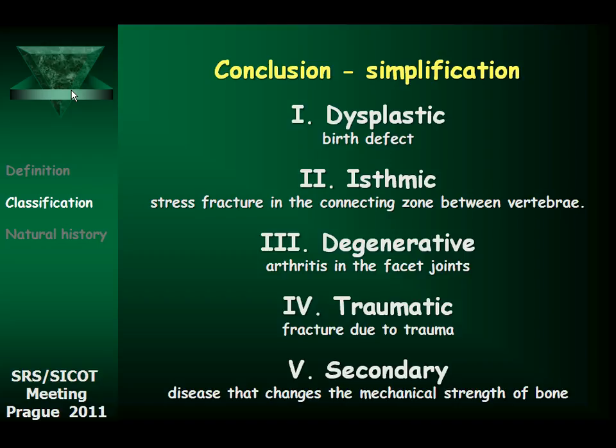That means we have to speak and think about the dysplastic type, which means a formation defect; about the isthmic type, which means the stress fracture in the connective zone between vertebrae; the third and most important type, degenerative, which means arthritis in the facet joints; traumatic, fracture due to trauma; and secondary disease that changes the mechanical strength of the bone.